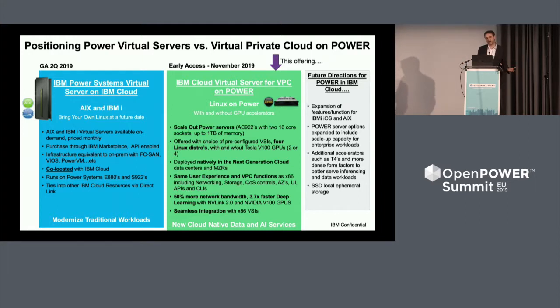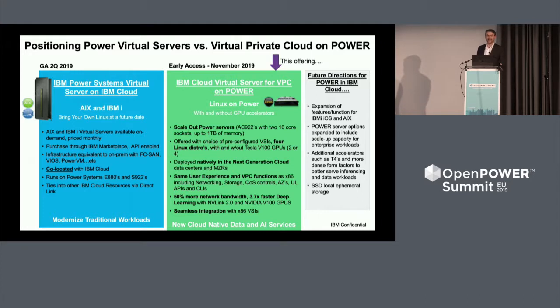So here, this is to level set what I'm not talking about and what I am going to be talking about. On the left are the traditional workloads, AIX and IBM i, in the cloud. There is a separate cloud called the co-located cloud for that, which came out earlier this year, running on larger systems, E880s and S922s, and it's kind of narrow-focused. But what I'm talking about here is in the green box, the IBM Virtual Private Cloud, VPC on Power.